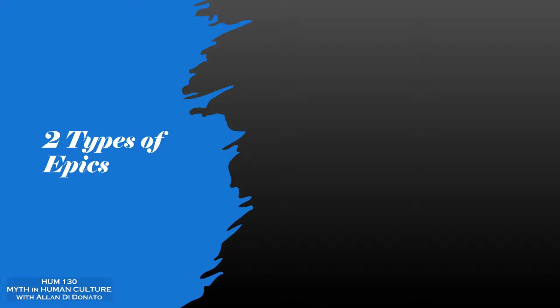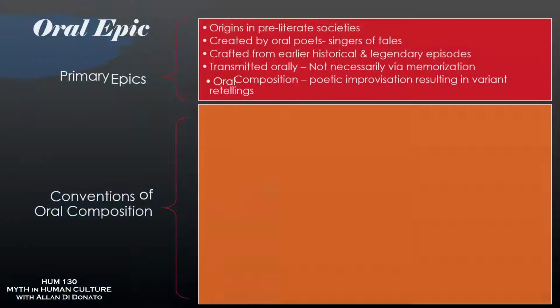All right, here are the 2 types. First type of epic is called the oral epic. The second type is called a literary epic. And already I think you guys can figure out what the difference is between the 2. So let's start with the oral epic first. I'll give you the primary characteristics and also the fact that it's called a primary epic. Right? As opposed to, I guess you could probably figure that the literary epic is not going to be primary, but it will be called a secondary epic.